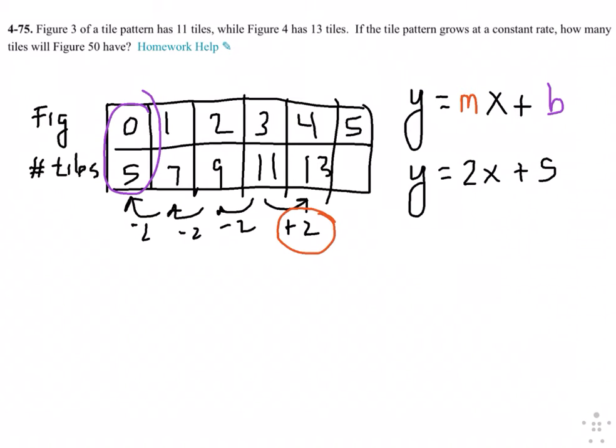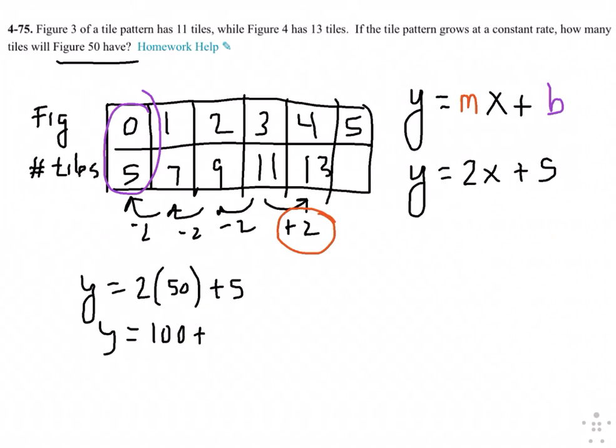And then it says how many will figure 50 have? So we get y equals 2 times 50 plus 5. Y equals 100 plus 5. So y equals 105. So it will have 105 tiles, right?